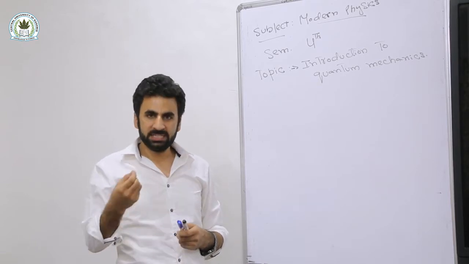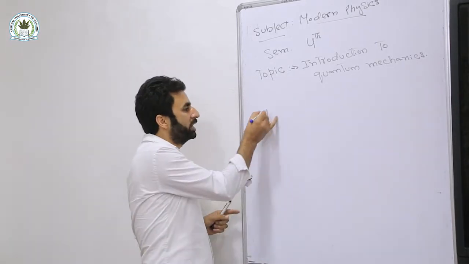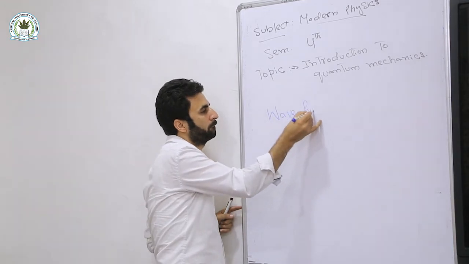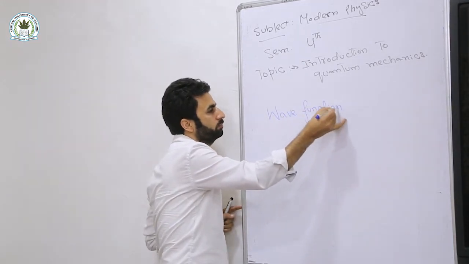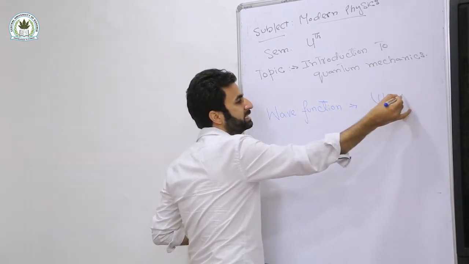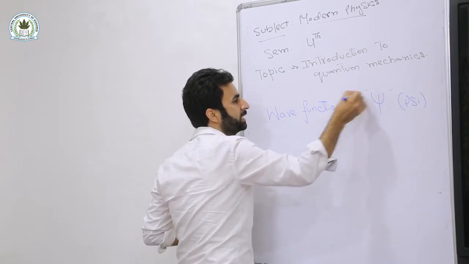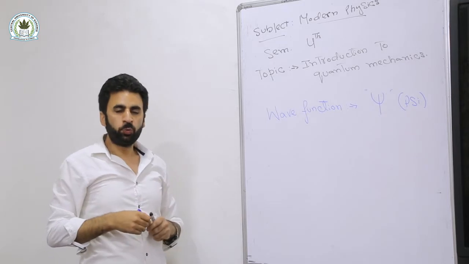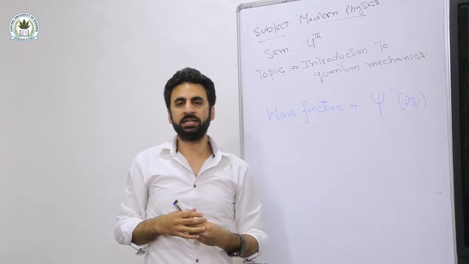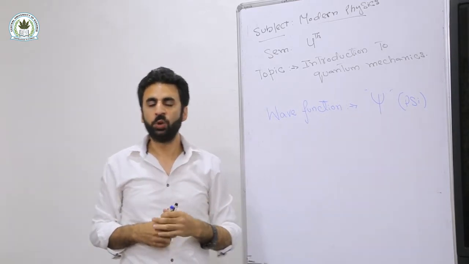Now, the first essential thing we need to deal with in quantum mechanics is what we call the wave function. We denote it by the Greek letter psi, P-S-I. Whenever you are interested in studying the quantum mechanical behavior of a particle, what we need to determine is this wave function psi. Now, what is this psi?